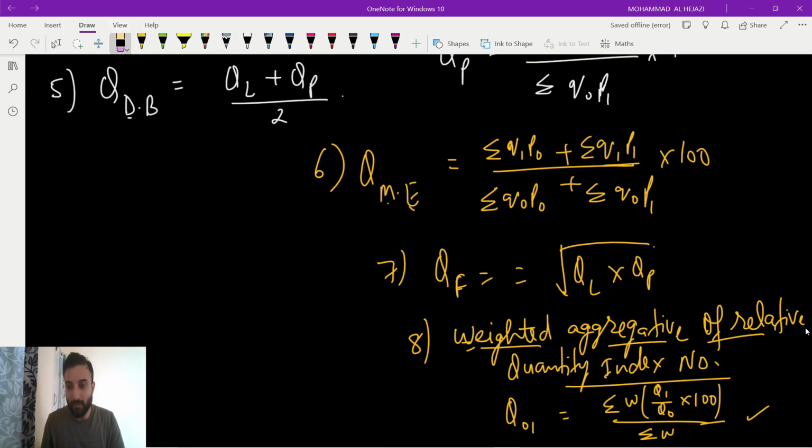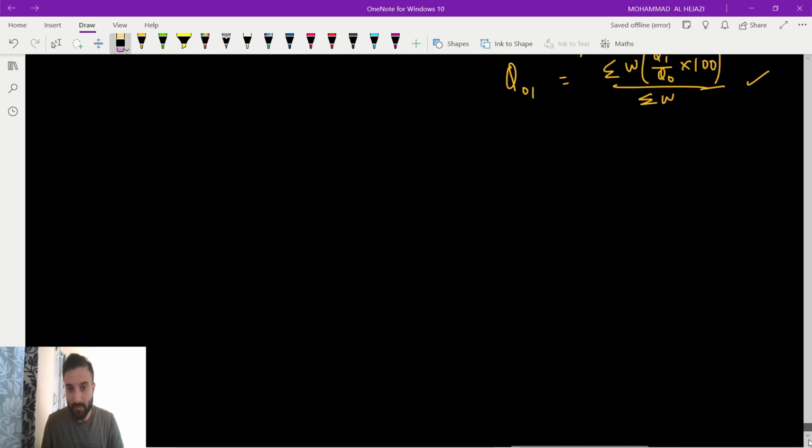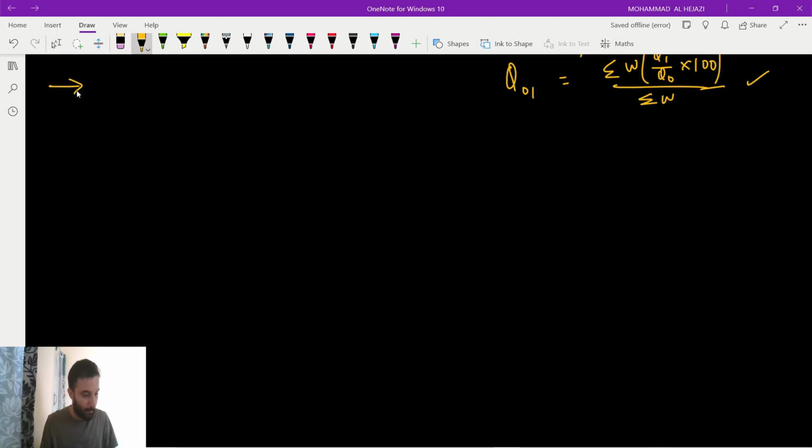One thing I have forgotten. What we have written in Dorbish is that Dorbish-Bowley is the arithmetic mean of Laspeyres and Paasche series, because we have to do PL plus PP by 2. That is the average, the mean. So one more thing we will write here for Fisher. Dorbish is the arithmetic mean of Laspeyres and Paasche. It will be the same for the quantity index number and the same for the price index number also.